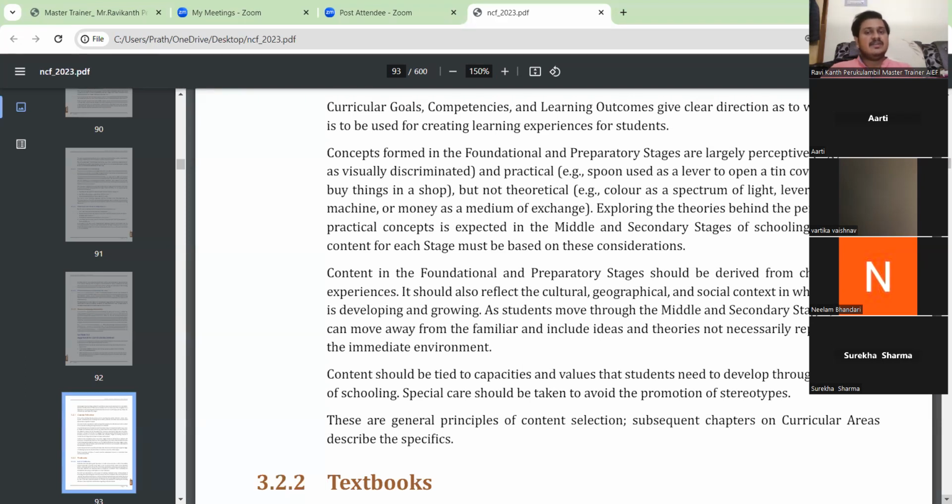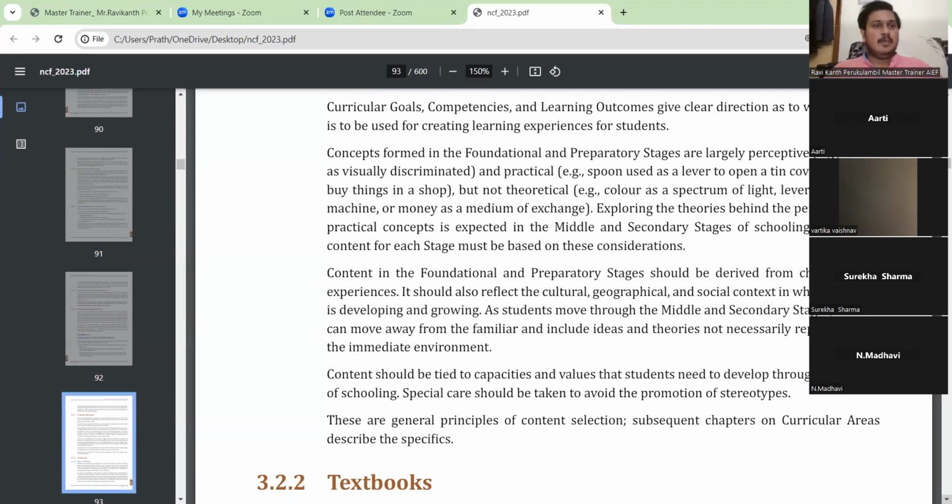Content in the foundational and preparatory stage should be derived from the children's life experience. Mostly the immediate social life and natural life of the child has to be given more significance in selecting the content for this stage. It should also reflect the cultural, geographical, and social context in which the child is developing and growing. We just now discussed, isn't it? Immediate world of the child has to be considered.